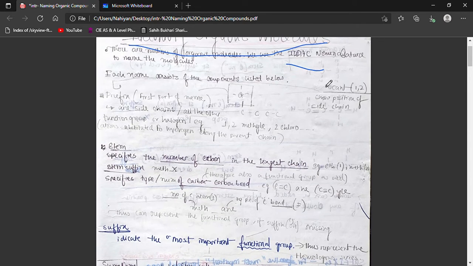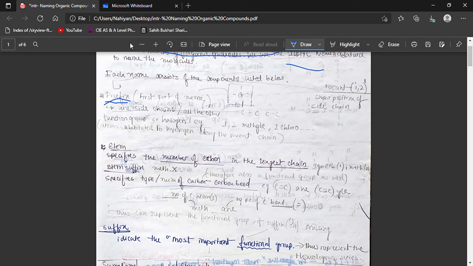To name any organic compound, we can break the naming down into three parts. First is the locant. That's not so important, like some say the first part is the prefix, but sometimes you can consider the locant as the first part, because the locant is the numbers that show the position of the side chains or the position of that specific group. Then we have the prefix.